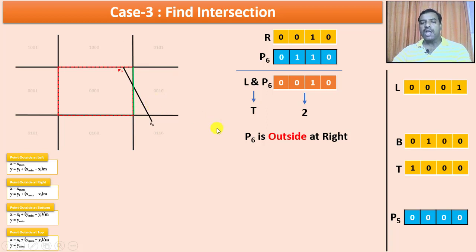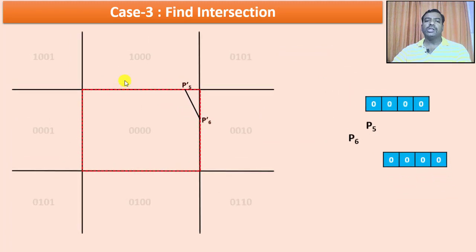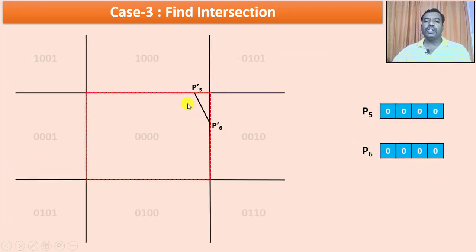Now I need to find the intersection using x equals x maximum, the slope, and the values of x1 and y1. This is going to give me this intersection point, and this is going to clip out the remaining part of the line, and this is the new line I'm going to get. So now once you have got the new lines, you need to recompute the codes for P5 and P6. When I recompute the code, I am going to get the new code 0000 as well as 0000 in this case.